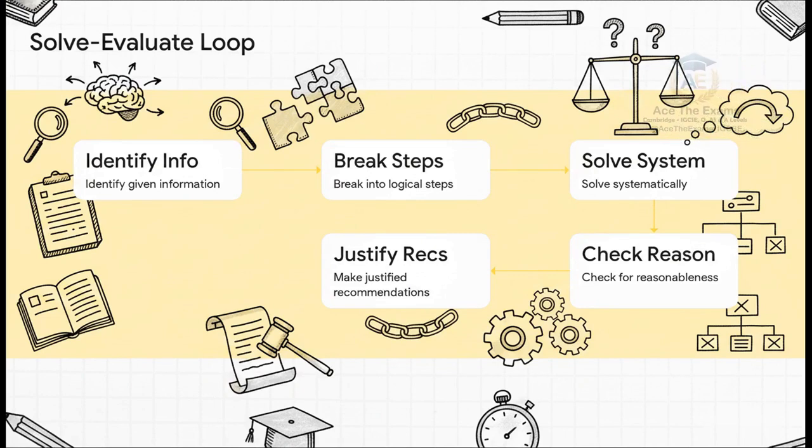Step 1, identify the given information in the prompt. What do we know for a fact? Step 2, break the argument into logical steps. This is your point and your evidence. Step 3, solve systematically. This means explaining exactly how your evidence proves your point. Don't skip steps. Step 4, check for reasonableness. Does this actually answer the specific question the examiner asked? And step 5, make justified recommendations or conclusions based solely on the evidence provided.